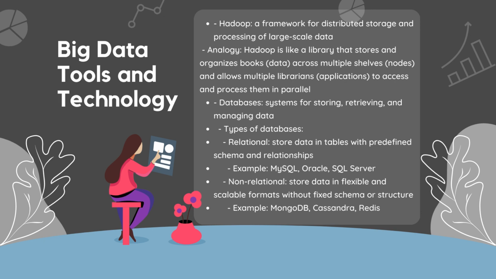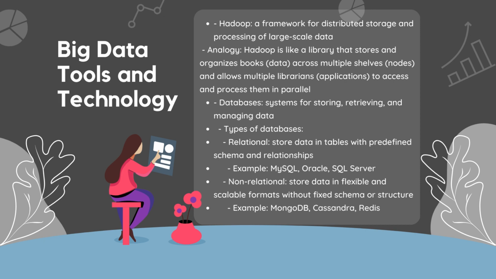HDFS is like a bookshelf that divides book data into smaller pieces or blocks and distributes them across different shelves, with copies called replicas for fault tolerance and load balancing. HDFS ensures that data is available and accessible even if some nodes fail or go offline. HDFS also allows data to be stored in different formats and schemas depending on the source and type of the data.